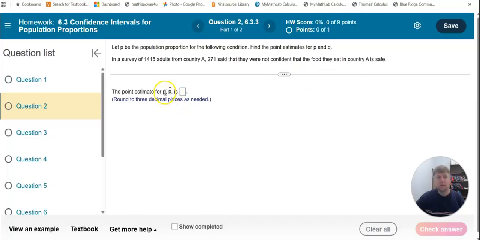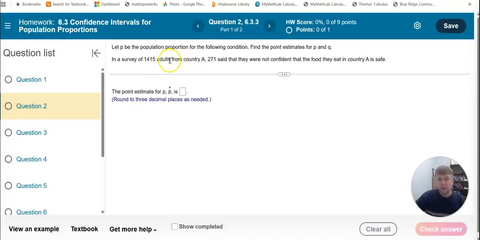So P, without the little hat symbol on it, is the population proportion, which is what we're actually trying to estimate. P hat is the sample proportion, which we can get from the information that we have. So again, I would have to ask in this country A, whatever this country is, let's just say it's the United States, just for simplicity. I would have to ask all 350-ish million people in the United States.